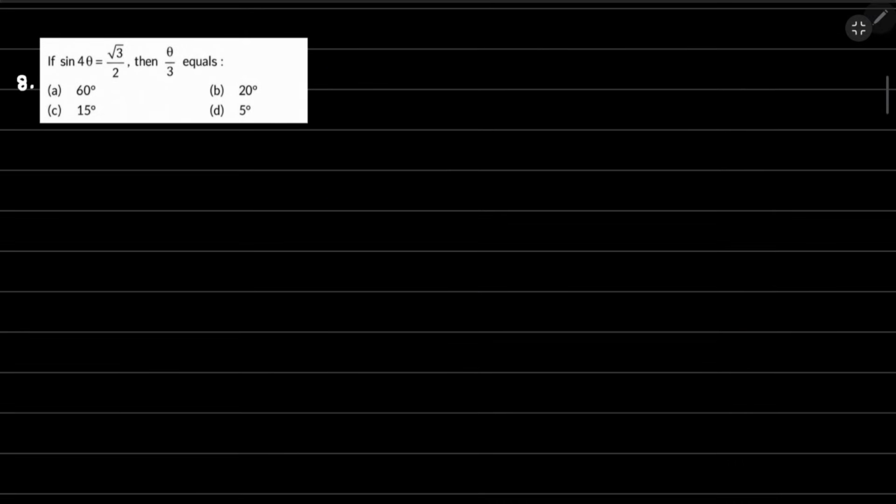The question is, if sine 4 theta is equal to root 3 by 2, then you have to tell what is equal to theta by 3. So sine 4 theta is equal to root 3 by 2. Sine of which angle is equal to root 3 by 2 is what we have to know. So sine of 60 is root 3 by 2. So please remember, for a lot of questions in trigonometry, you need to know the trigonometric ratios of specific angles. So here what you see is sine 4 theta is equal to sine 60, which is root 3 by 2.